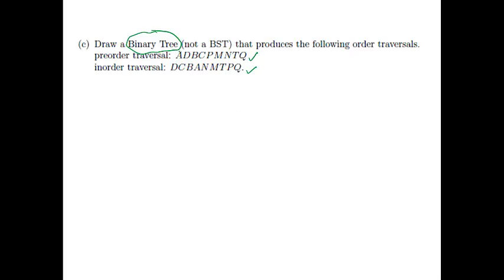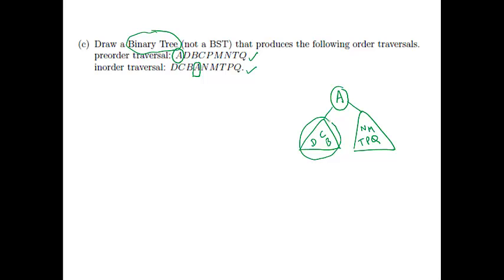So the way I'm going to start this is by claiming that A must be the overall root of the entire tree. Now, if you look at A here, then I will claim that the left-hand side of A, because this is the in-order traversal, must have the nodes DCB, and the right-hand side must have the nodes NMTPQ. All right, and then now we have to figure out exactly how to split this.